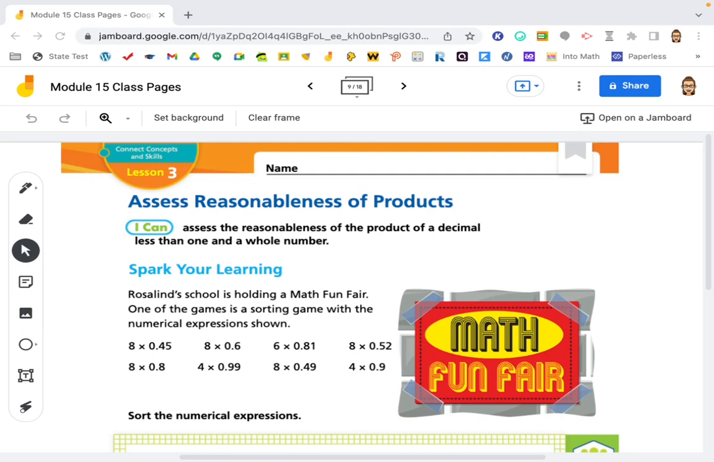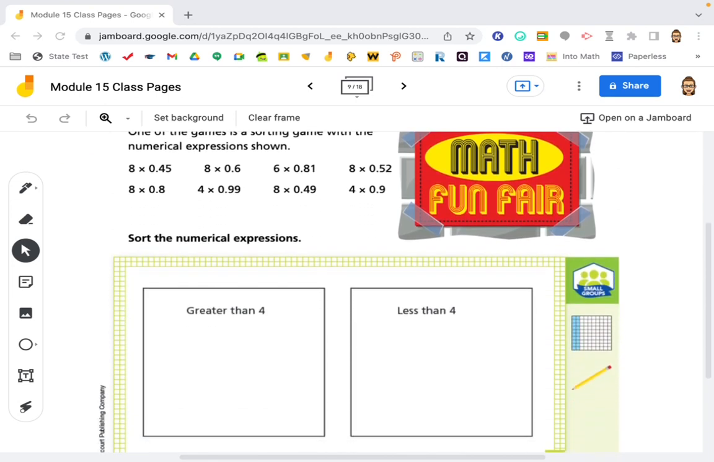To spark your learning, it says Rosalind's school is holding a math fun fair. One of the games is a sorting game with a numerical expression shown. So you have 8 times 45 hundredths, 8 times 6 tenths, 6 times 81 hundredths, 8 times 52 hundredths, 8 times 8 tenths, 4 times 99 hundredths, 8 times 49 hundredths, and 4 times 9 tenths. Sort the numerical expressions. We want to know which ones are greater than 4 and which ones are less than 4.